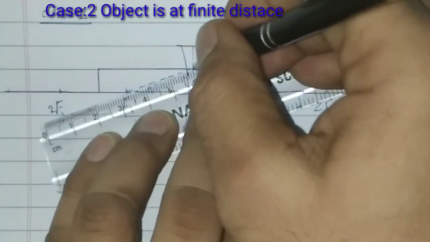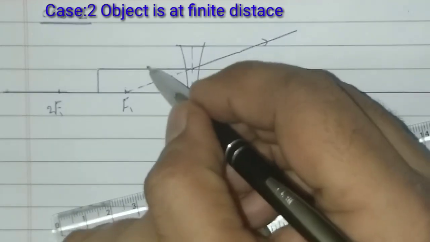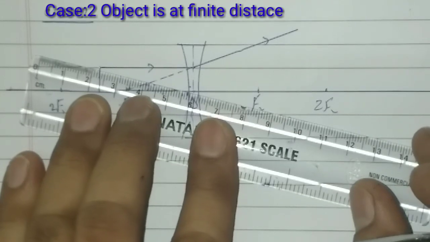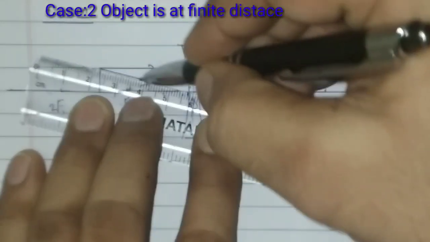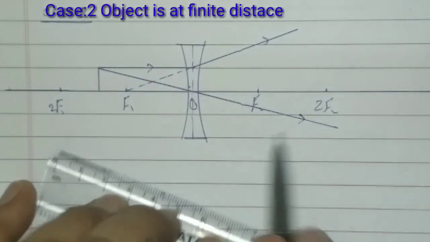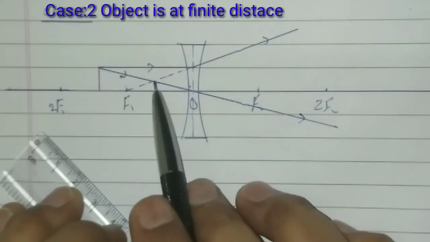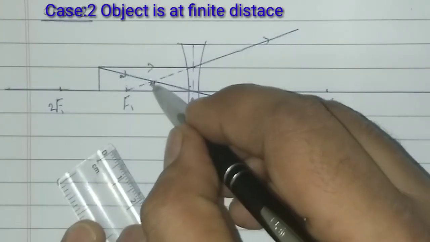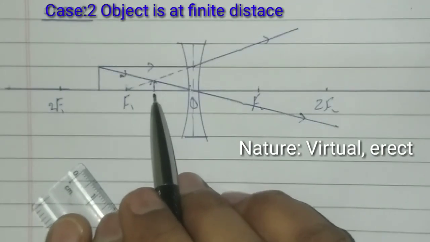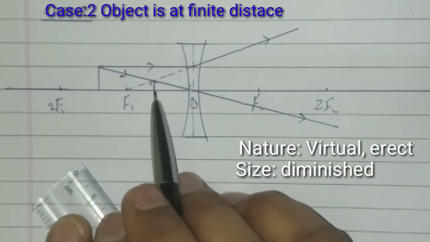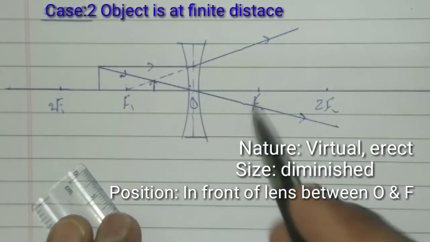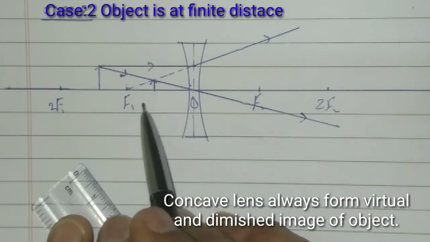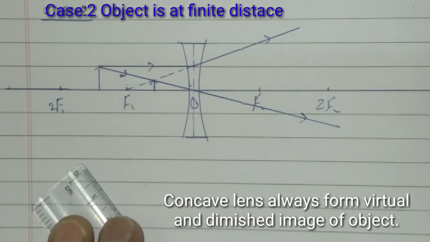So this is a dotted line and this is a refracted ray. This is the incident ray and this is the refracted ray, and another ray is passing through optical center and emerges out without any deviation. So this is the refracted ray and this is the incident ray, and these two rays meet at this point. They do not meet here, they appear to meet here, hence image formed is virtual, erect, and we can see the image is formed diminished. Okay, so concave lens always forms virtual, erect and diminished image of the object, wherever the object is placed in front of the lens.